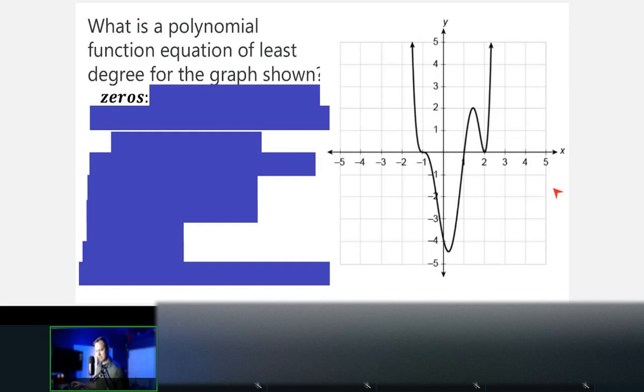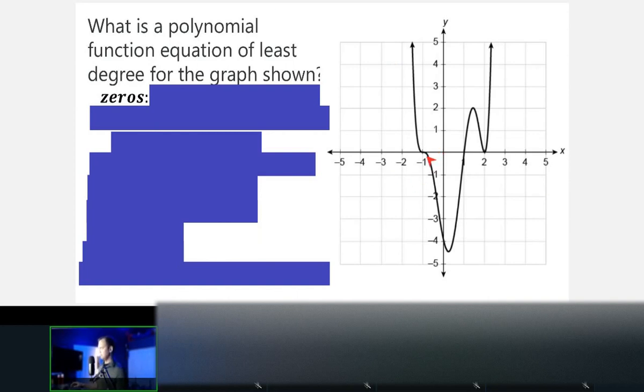All right, class, go ahead and chat. Go ahead and write down what you got for the zeros. I see someone went right for the answer, and that's fine. So we have -1 multiplicity 3, and 2 multiplicity 2. I think those look pretty good, right? Yeah, I think those look pretty good.